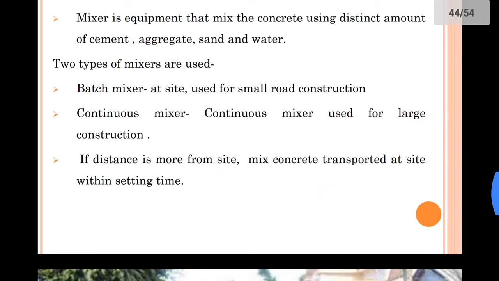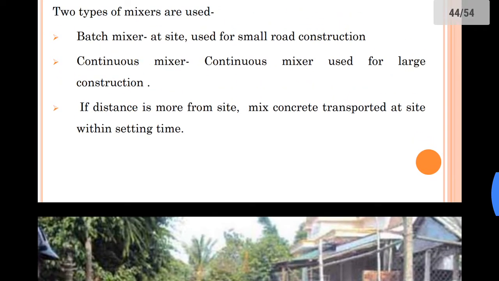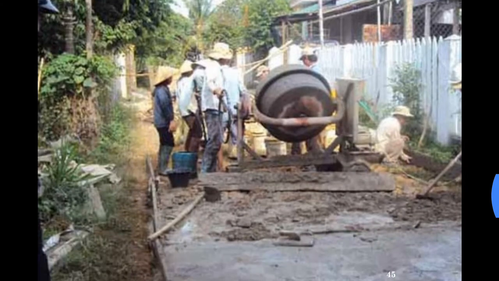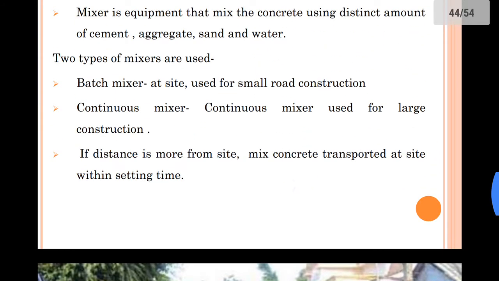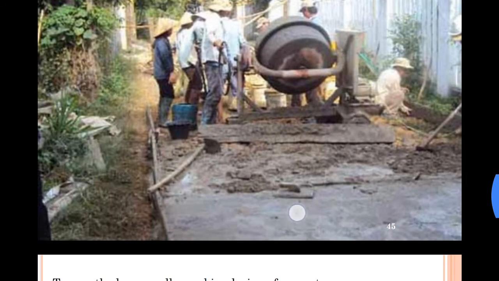If the distance is more, then the mixed concrete can also be transported, but we need to keep in mind that it is transported within the setting time of the concrete. Okay, this here is a small batch mixer, used for small road constructions.